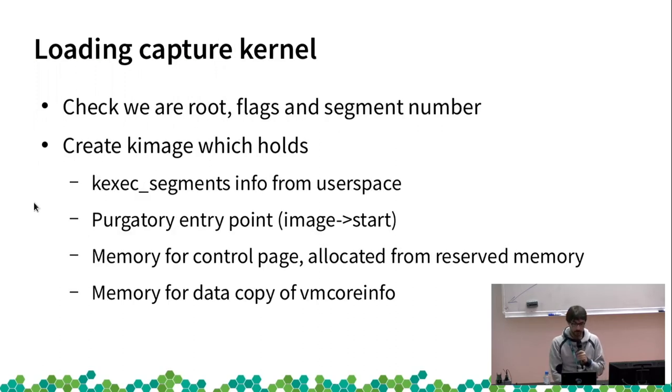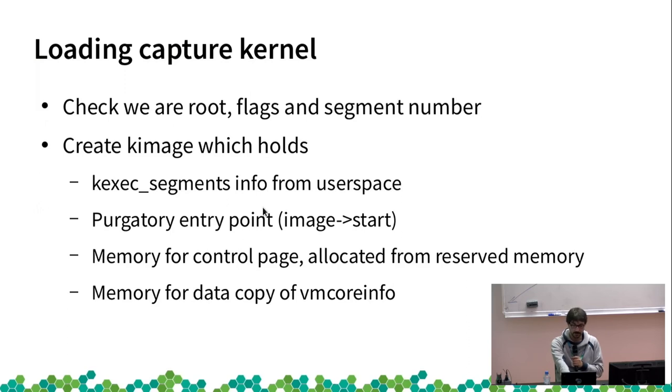Okay, loading the capture kernel. So first of all, the kernel does some checks, so that you're really allowed to do this, that you don't have too many segments, and that you want to pass, because you can only pass 16. And when all this is okay, then it creates a structure which is called kimage, and which holds the kexec segments with the information from user space. It holds a purgatory entry point, which you also got from user space.